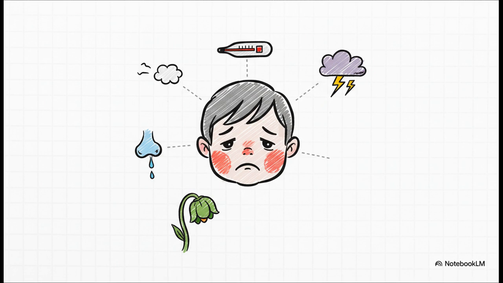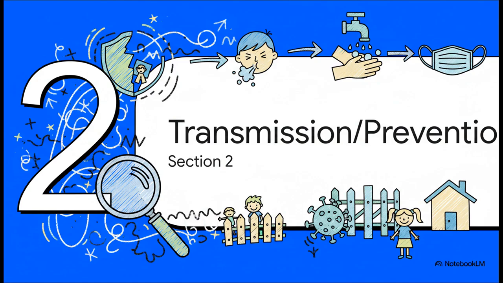You'll also see kids get really irritable, and parents will often say their behavior just changed. Since these clues are so general, having a systematic way to think about them is going to be your best friend. So before we even start trying to pinpoint the exact disease, we need to put on our public health hats for a second. Let's move into Section 2, Transmission and Prevention. We have to figure out how these things spread because that tells us exactly what we need to do first to keep everyone else safe.